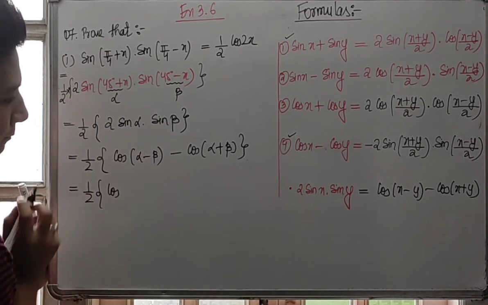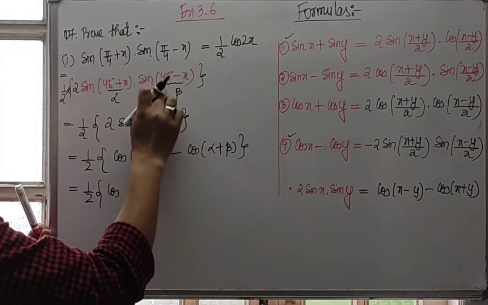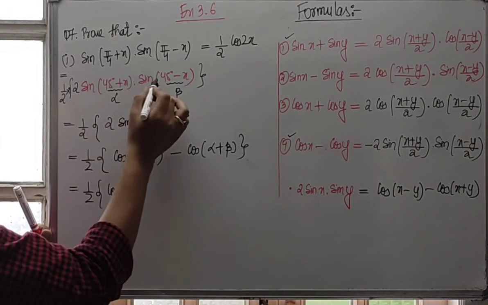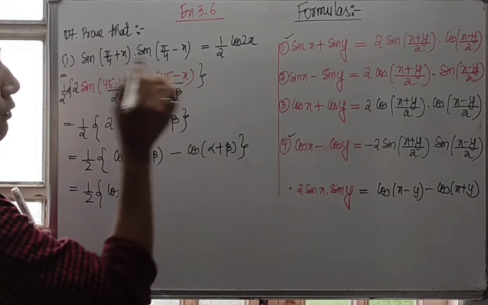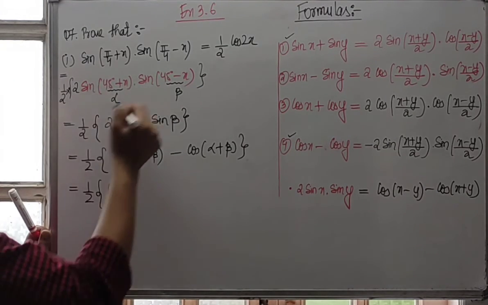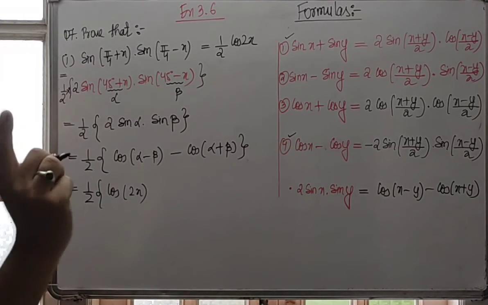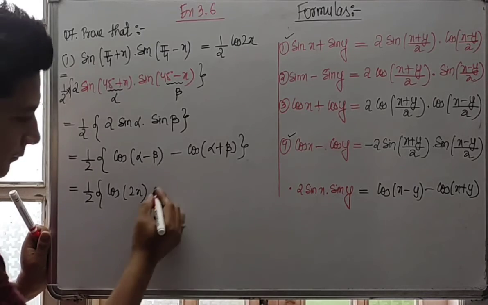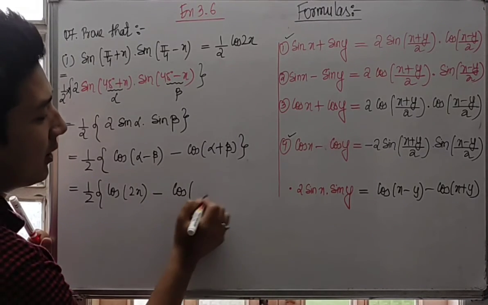Okay, alpha minus beta. What is alpha? 45 plus x minus beta 45 minus x. So this minus of this, so this will be minus 45 and this will be plus x. So plus 45 minus 45 gets cancelled out, so hence I get 2x only. Do you agree with this? Minus, please check yourself, minus cos alpha plus beta.